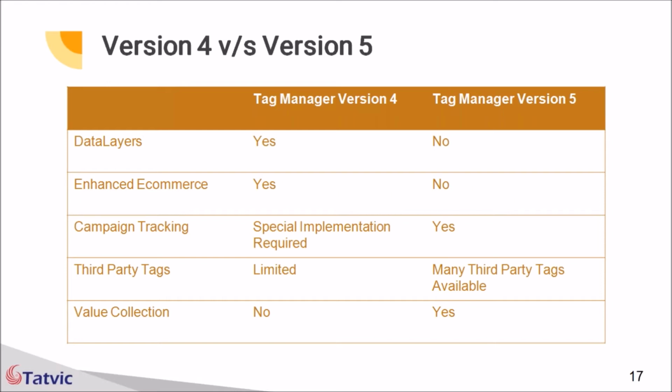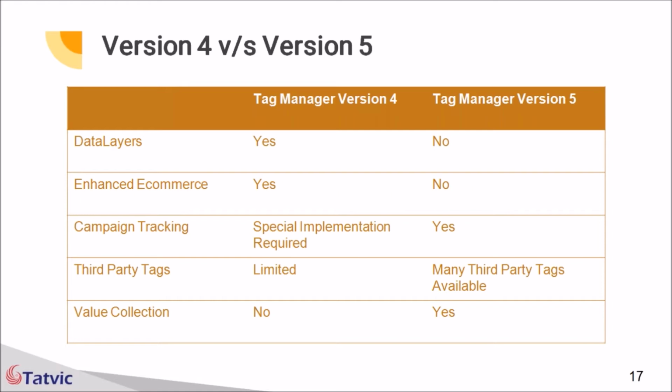If we go into a detailed comparison, data layers are available in the version 4 container, but not in the version 5 container. We have a simpler approach instead of a data layer in version 5, which is a bundle. A bundle is again a key-value pair set of keys, and you can push it into one bundle, and that bundle will be tracked by the version 5 container. If we check enhanced e-commerce visibility, then obviously version 4 already has enhanced e-commerce tracking ability. And with version 5, it is a big no for enhanced e-commerce. So we are waiting to see when Google will roll out this feature for enhanced e-commerce in version 5.